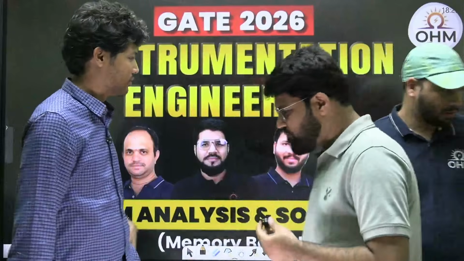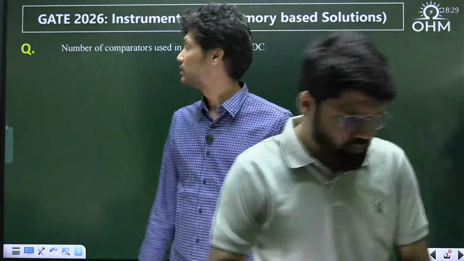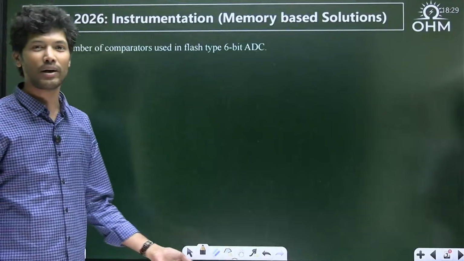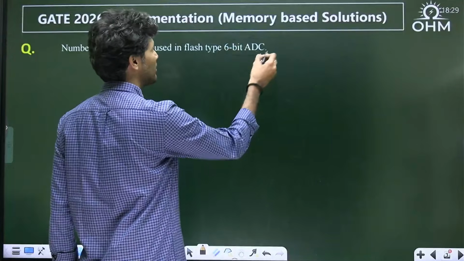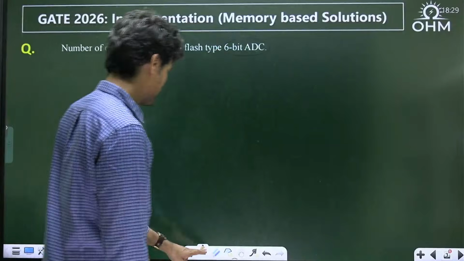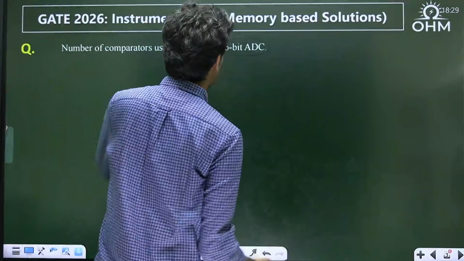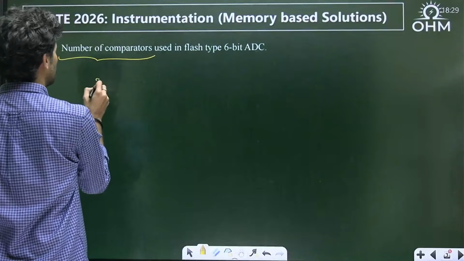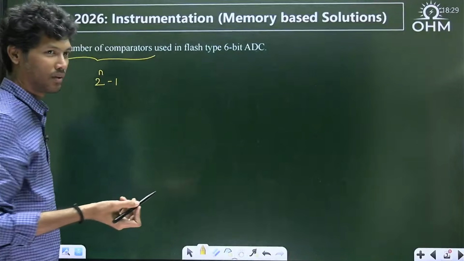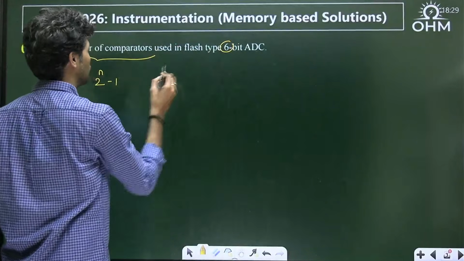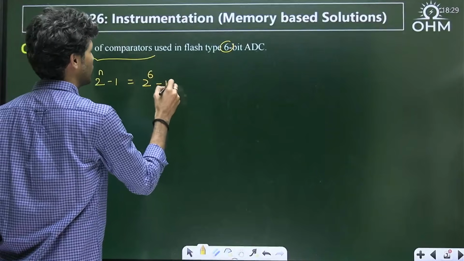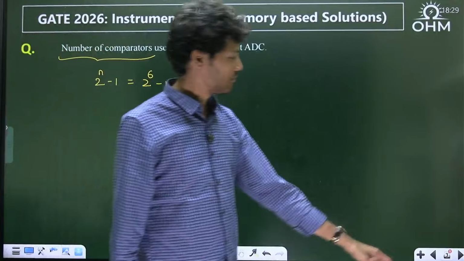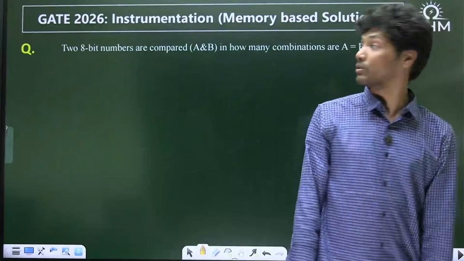So first we'll start with digital. Again, a very easy question. This is generally a state level exam question. The number of comparators in a 6-bit flash type ADC: in a flash type ADC, the number is always 2 power n minus 1. Here n is given as 6, so this is equal to 2 power 6 minus 1. The answer is 63. Quite a simple question. Let's go for the next question.